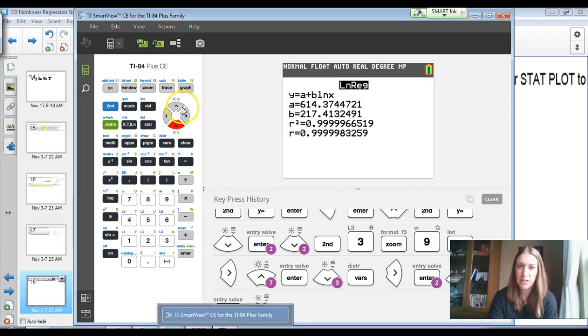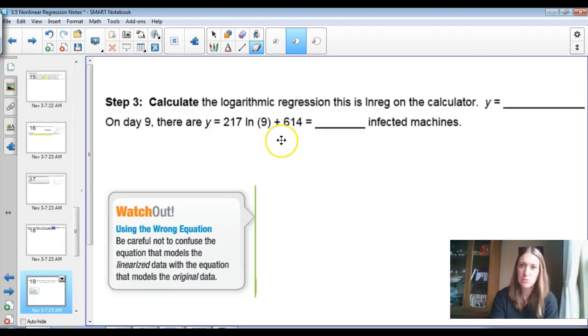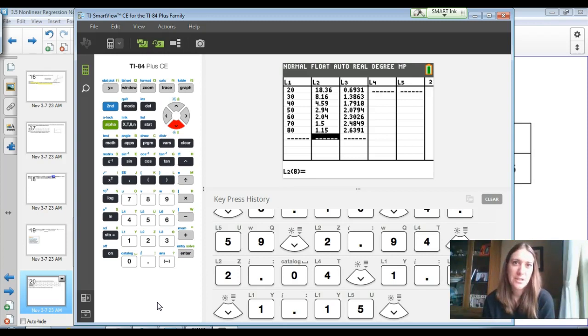So in your calculator, and I'm looking at the next one under the word practice in your notes. Enter this data, distance into list 1 and brightness into list 2. I'm going to pause the video, and I'd like you to do the same. So all I've done so far is entered the data into list 1 and list 2.